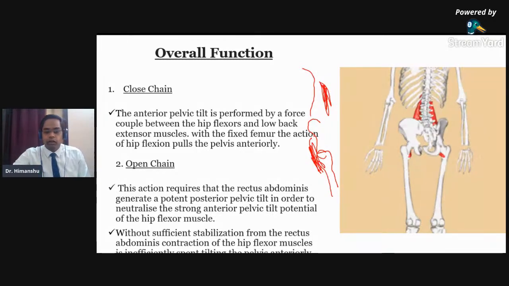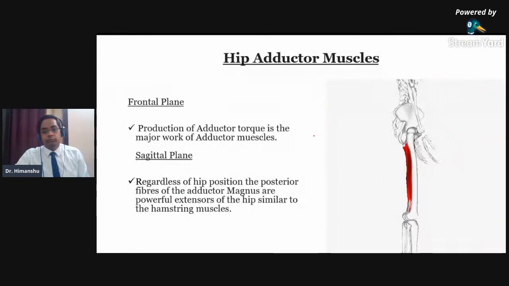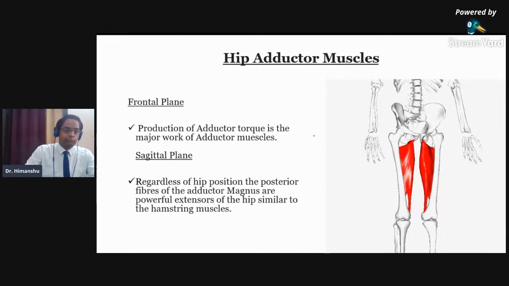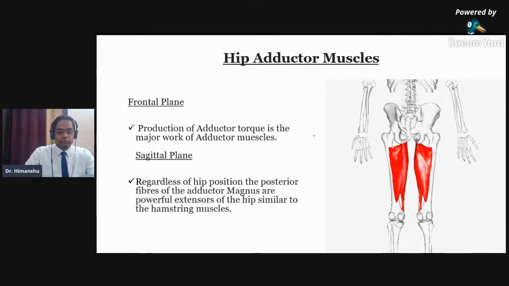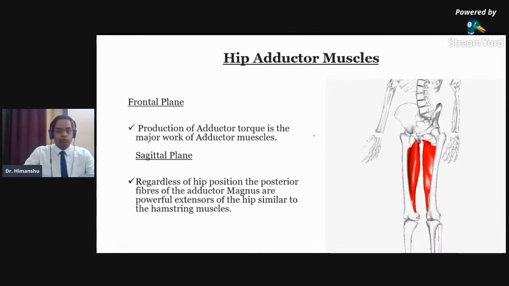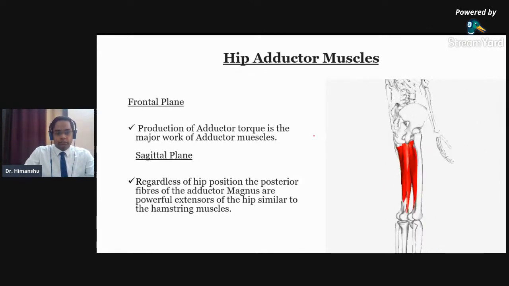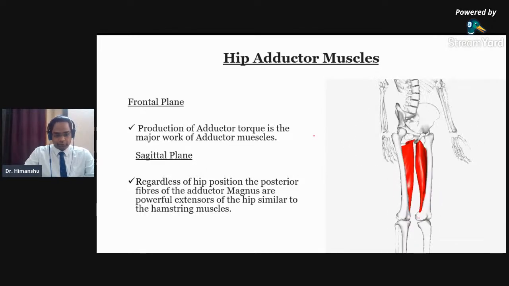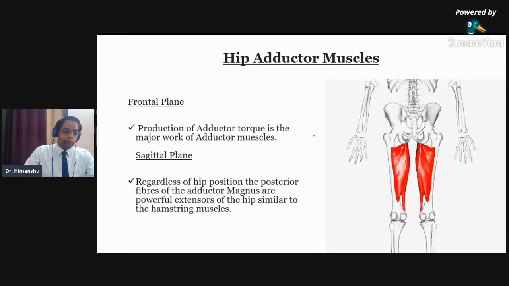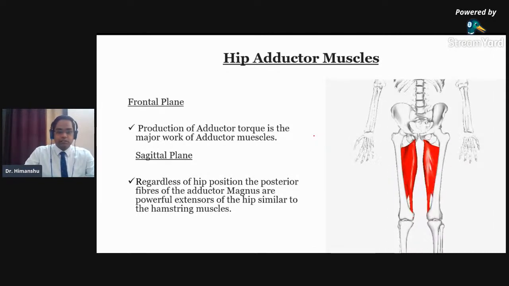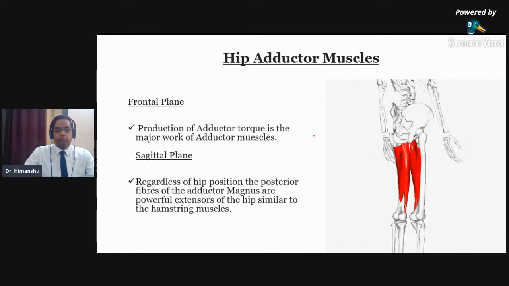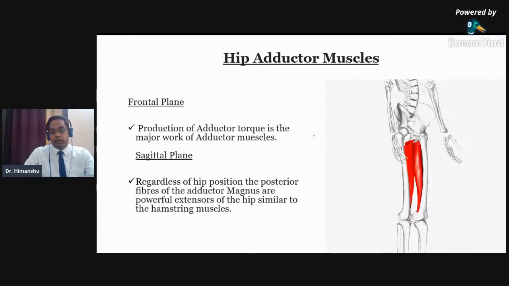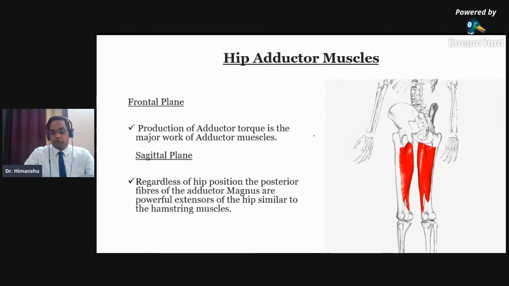Moving forward, we have another group of muscles, the hip adductor muscles. Whenever we talk about the frontal plane, all the muscles in the frontal plane have just one work: to produce a potential adductor torque. Now, when I talk about the sagittal plane, regardless of the hip position, the posterior fibers of the adductor magnus are powerful extensors of the hip, similar to the hamstring muscles.